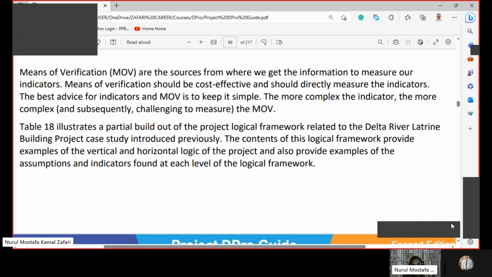Means of verification are the sources from where we get the information to measure our indicators. Means of verification should be cost-effective and should directly measure the indicators. The best advice for indicators and MOV is to keep it simple. The more complex the indicator, the more complex the MOV.